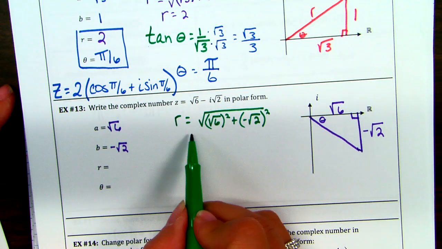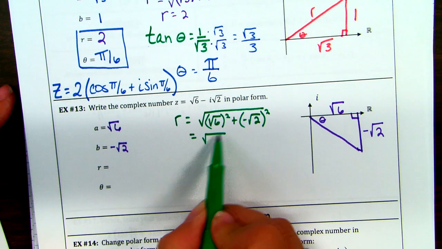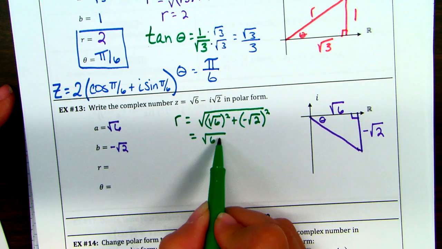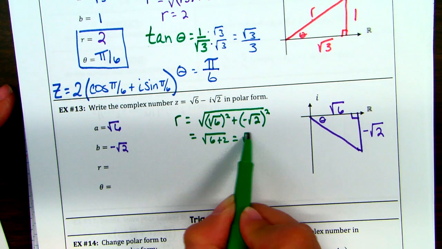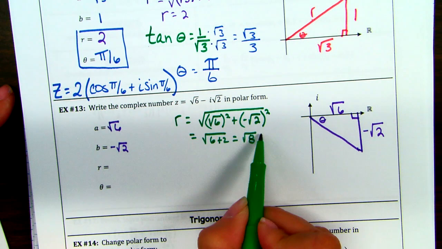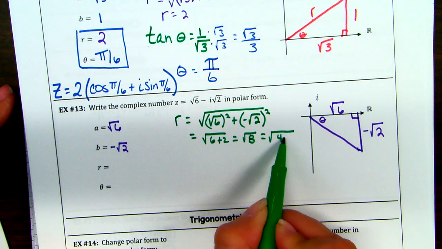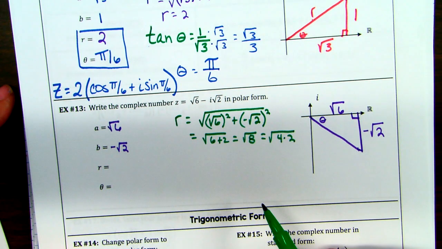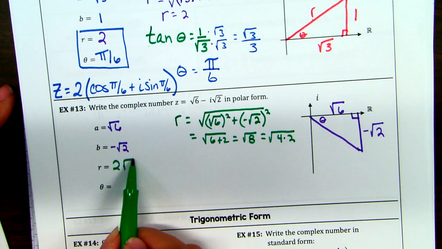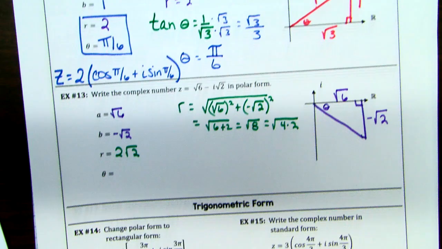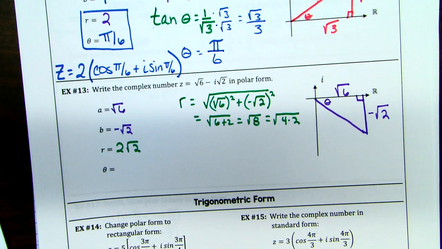Okay, when you square the square root of 6, you get 6. When you square the square root of 2, you get 2, which gives you 8. Remember, the square root of 8 is the square root of 4 times 2, which is 2 square roots of 2. Last week we talked about, you're going to see that all the time. You need to get comfortable with the square root of 8. It's a really popular radical, and it always simplifies to 2 square roots of 2. So you don't have to show the work, you just know that.